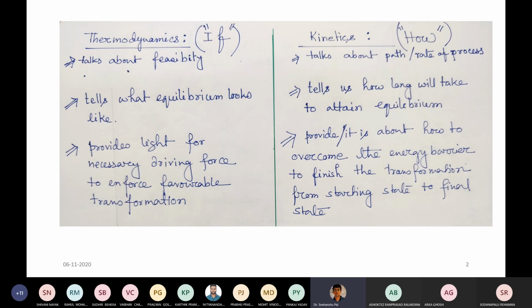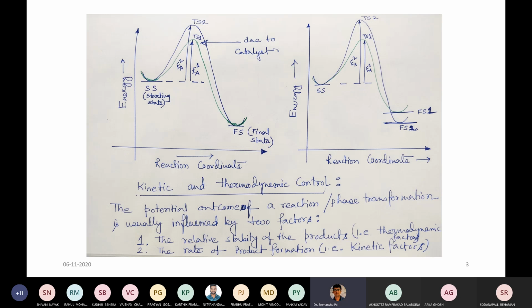So if you go for next slide, then you can understand. Here TS, TS1, TS2, these are the activated state or transition state. And x-axis is reaction coordinate and y-axis is the energy. So now you can correlate the previous one minute discussion that there will be a non-equilibrium state or transition state or activated state.